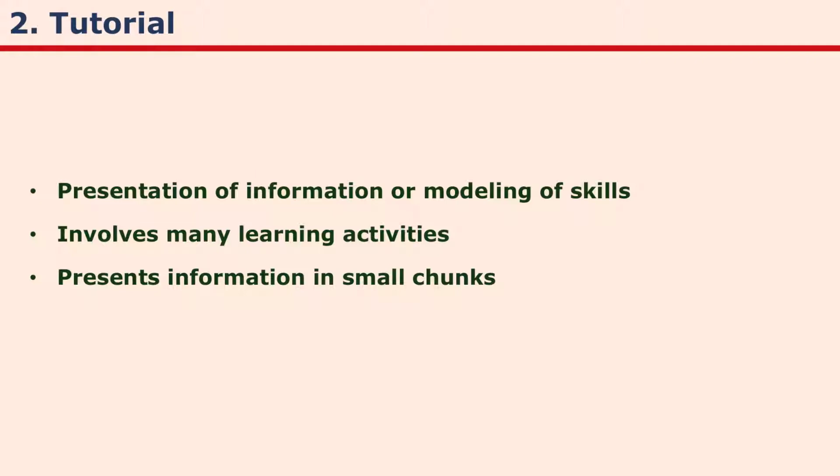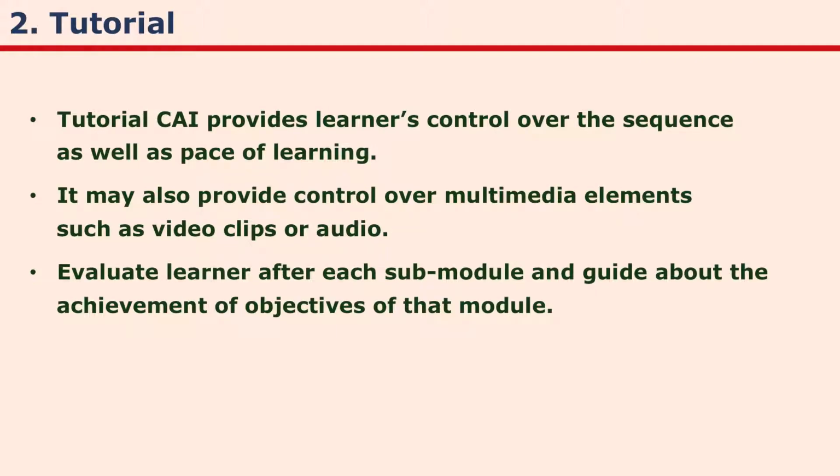How is this done? In tutorial mode, the learner is presented information in very small chunks. The learner achieves mastery on one chunk, then proceeds further. There are some activities, responses are sought and feedback is given at every step. Tutorial CAI provides the learner control over the sequence as well as the pace of learning. It may also provide control over multimedia elements such as video clips or audio. The learner is evaluated after every sub-module and then guided about the achievement of objectives of that module.